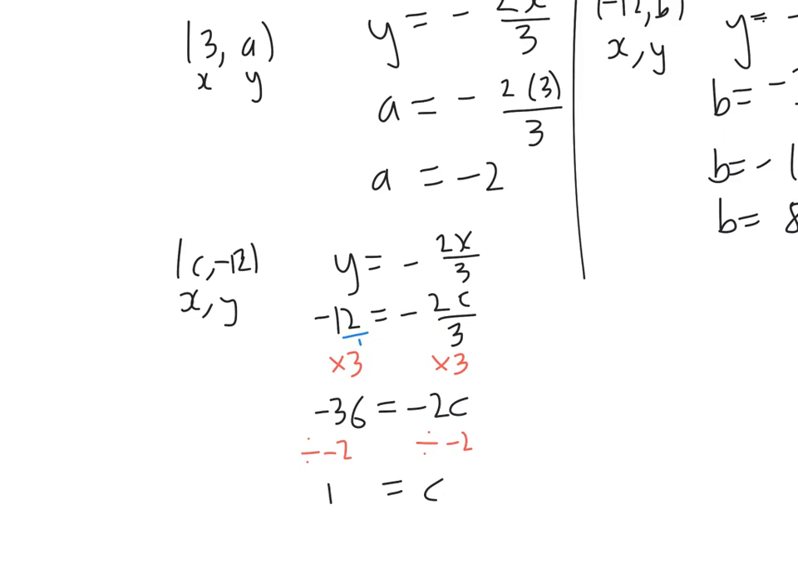36 divided by 2 is 18, and a negative divided by a negative gives you a positive. So c would be 18.